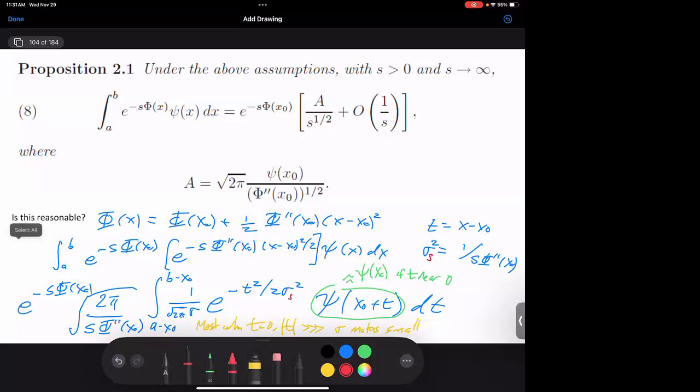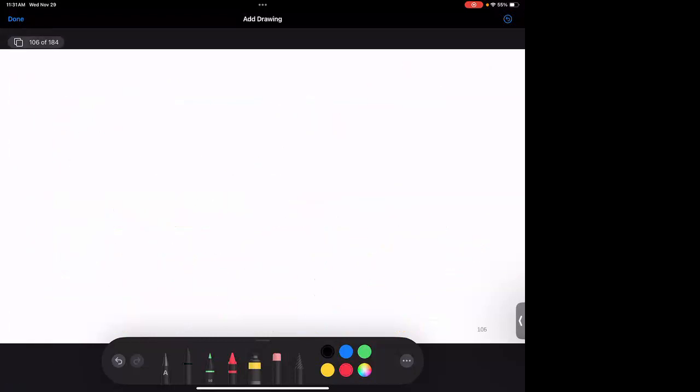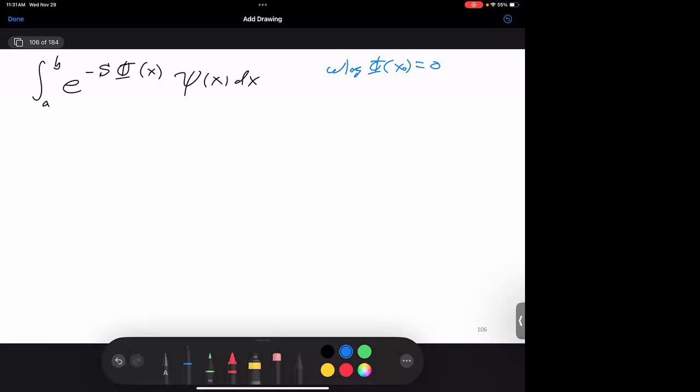All right, so let's try to do things a little bit more carefully now. So we're going to have the integral from a to b of e to the negative s phi of x times psi of x dx. Are people happy with, without loss of generality, phi of x naught equals 0? Because otherwise I just pull out that factor in the expansion, right? This is like if I'm integrating over a finite interval, what finite interval am I integrating over? 0, 1, right? Without loss of generality, I'm just going to do that, just make things a little bit nicer.